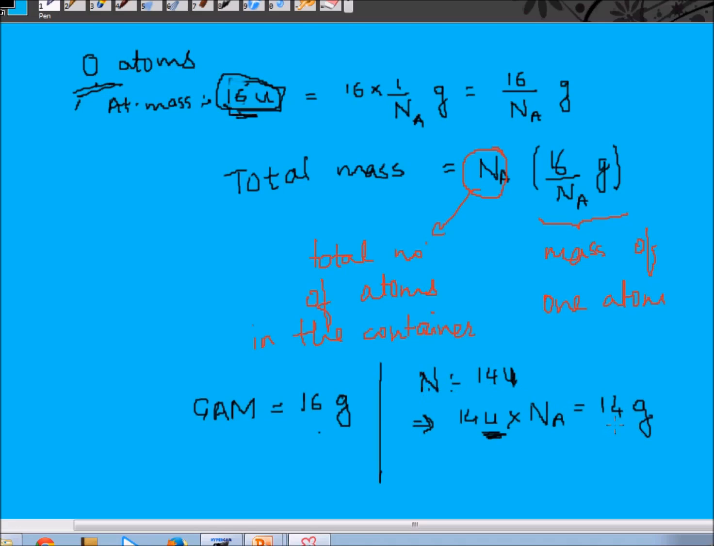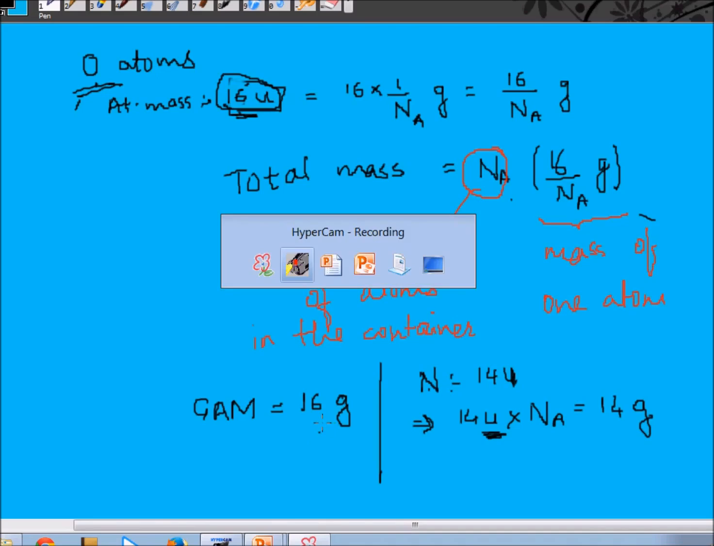So likewise, for any element, if you go on to calculate the gram atomic mass, numerically it will always be the same as the atomic mass. We just derived why it is the same. So numerically it will always be the same, but the units will be different. If the unit is U, it means you are referring to one single atom. 16U is mass of one single oxygen atom, whereas 16 gram is mass of 1 mole oxygen atoms. Okay, so now you know the difference.